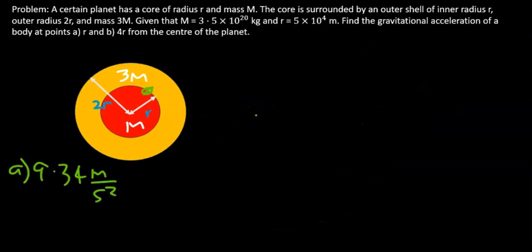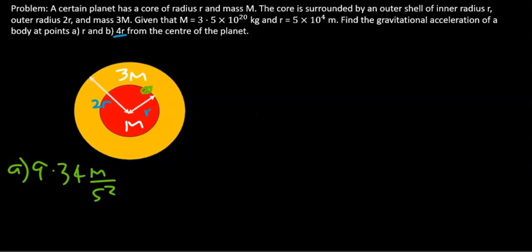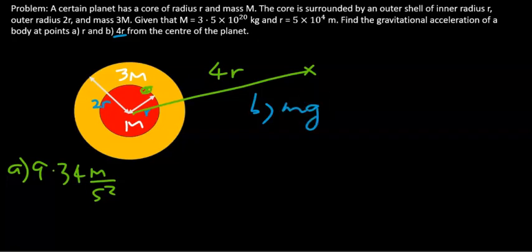If the body is at a distance of 4r from the center of the planet, so let's say the body is here, and that distance is 4r, what is the gravitational acceleration of that body? So the same procedure works. We just have to equate the weight of that body at that distance to the gravitational force given by Newton's law of gravitation between the planet and that little mass.